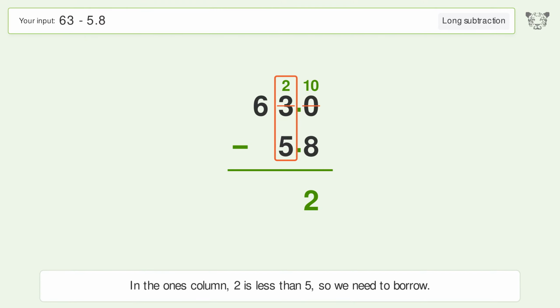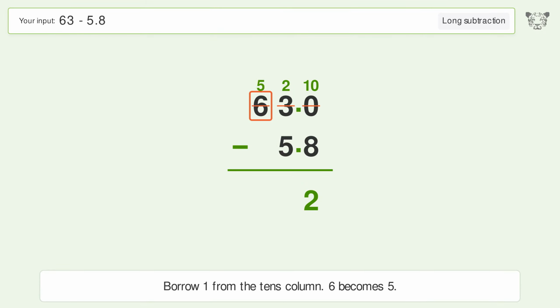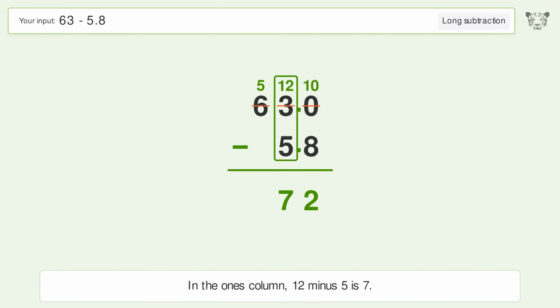In the ones column, 2 is less than 5, so we need to borrow. Borrow 1 from the tens column. 6 becomes 5. The 2 in the ones column becomes 12. In the ones column, 12 minus 5 is 7.